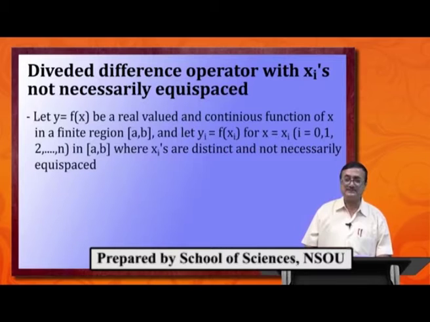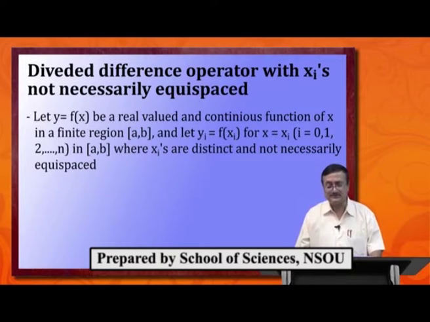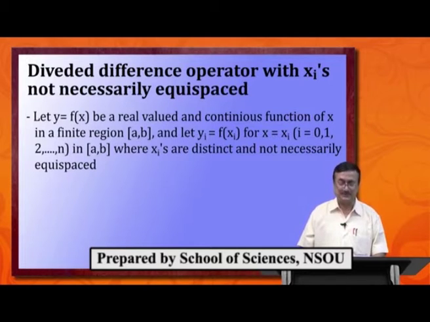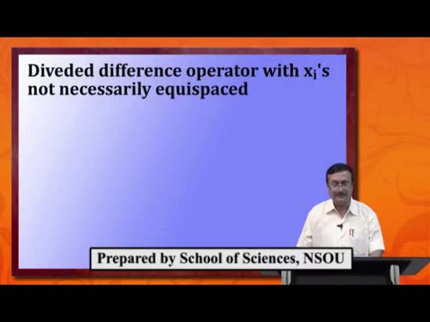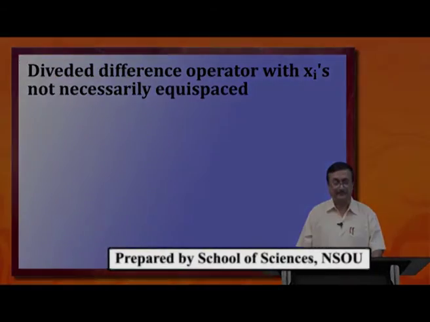Let y is equal to fx be a real valued and continuous function of x in a finite region AB, which is called the region of our interest, and let yi is equal to fxi for x is equal to xi, i is equal to 1 to n in the closed interval AB, where xi's are distinct and not necessarily equispaced. We define divided difference of fx for the nodes xi.